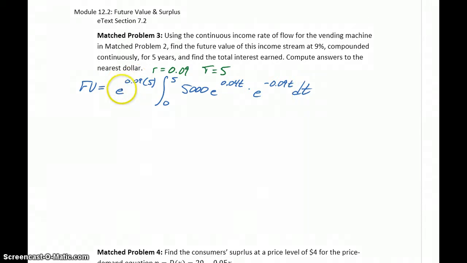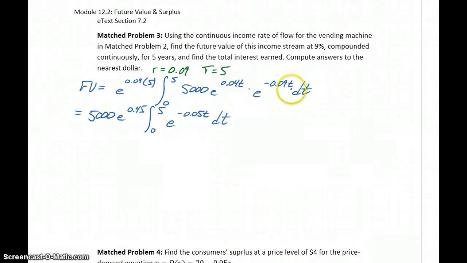What we want to keep in mind is that this e to the 0.09 times 5 out here is just a constant multiple. 5,000 is a constant multiple. So we're going to set those aside, and then we're going to combine these two exponential expressions. So this will be 5,000 e to the 0.45, which is just 0.09 times 5, times the integral of 0 to 5. And then since these two exponential expressions both have the same base, to combine these we can just add the exponents. So 0.04t minus 0.09t is going to be negative 0.05t dt.